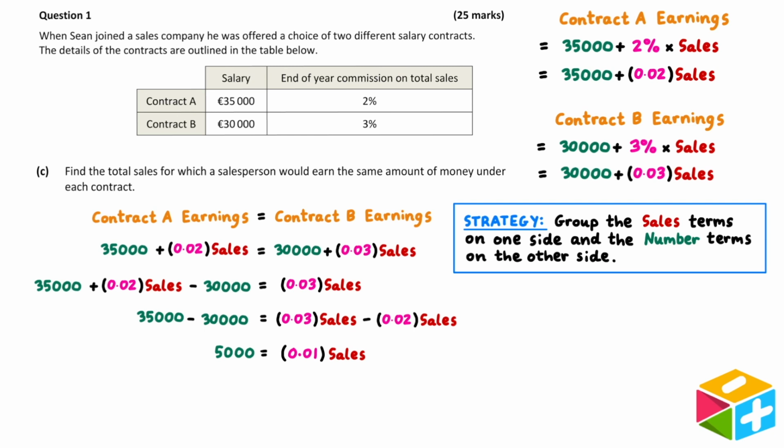We want to isolate our sales. Here, it's being multiplied by 0.01. Since the opposite of multiplication is division, to get rid of this, we'll divide both sides by 0.01. Performing the calculation on the left-hand side gives us our final answer that the sales is equal to €500,000.